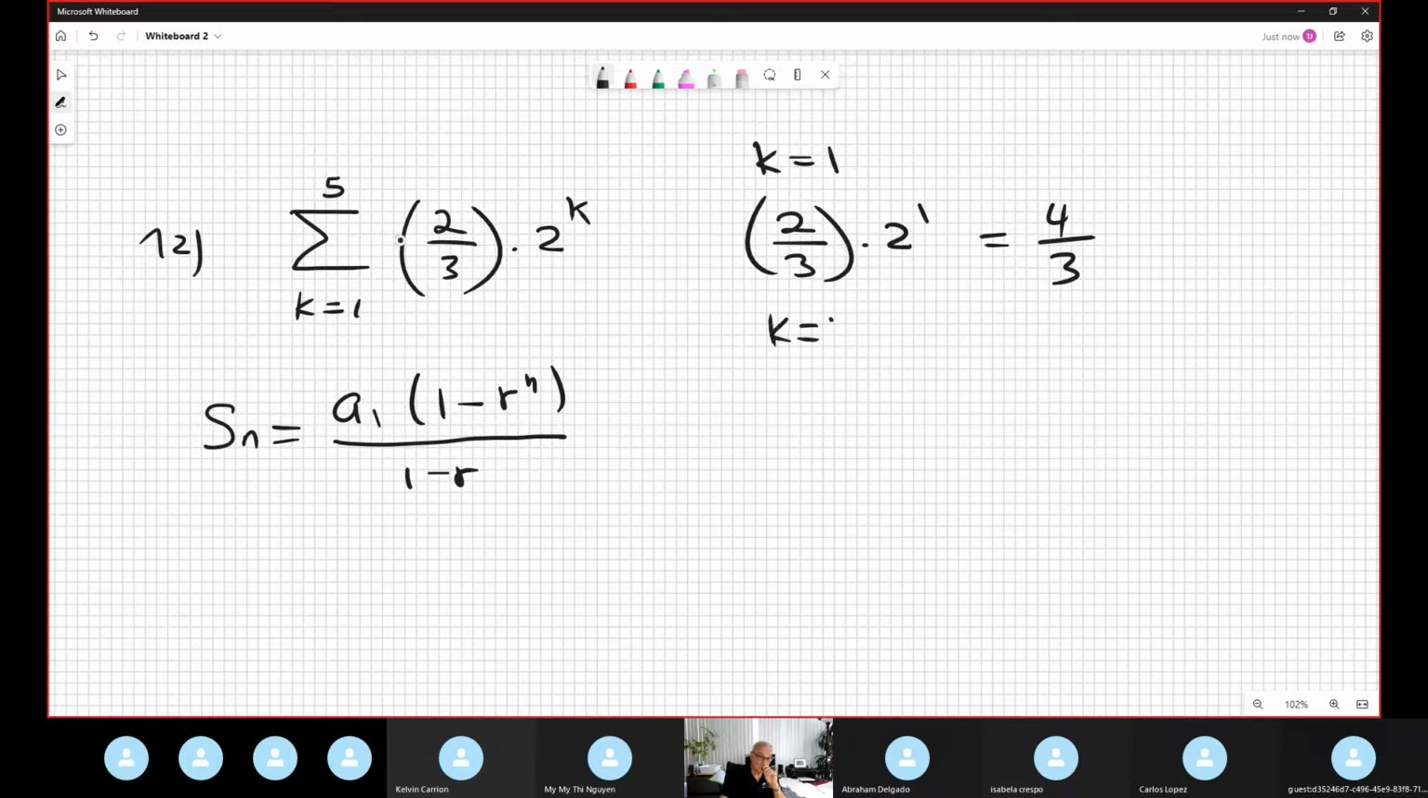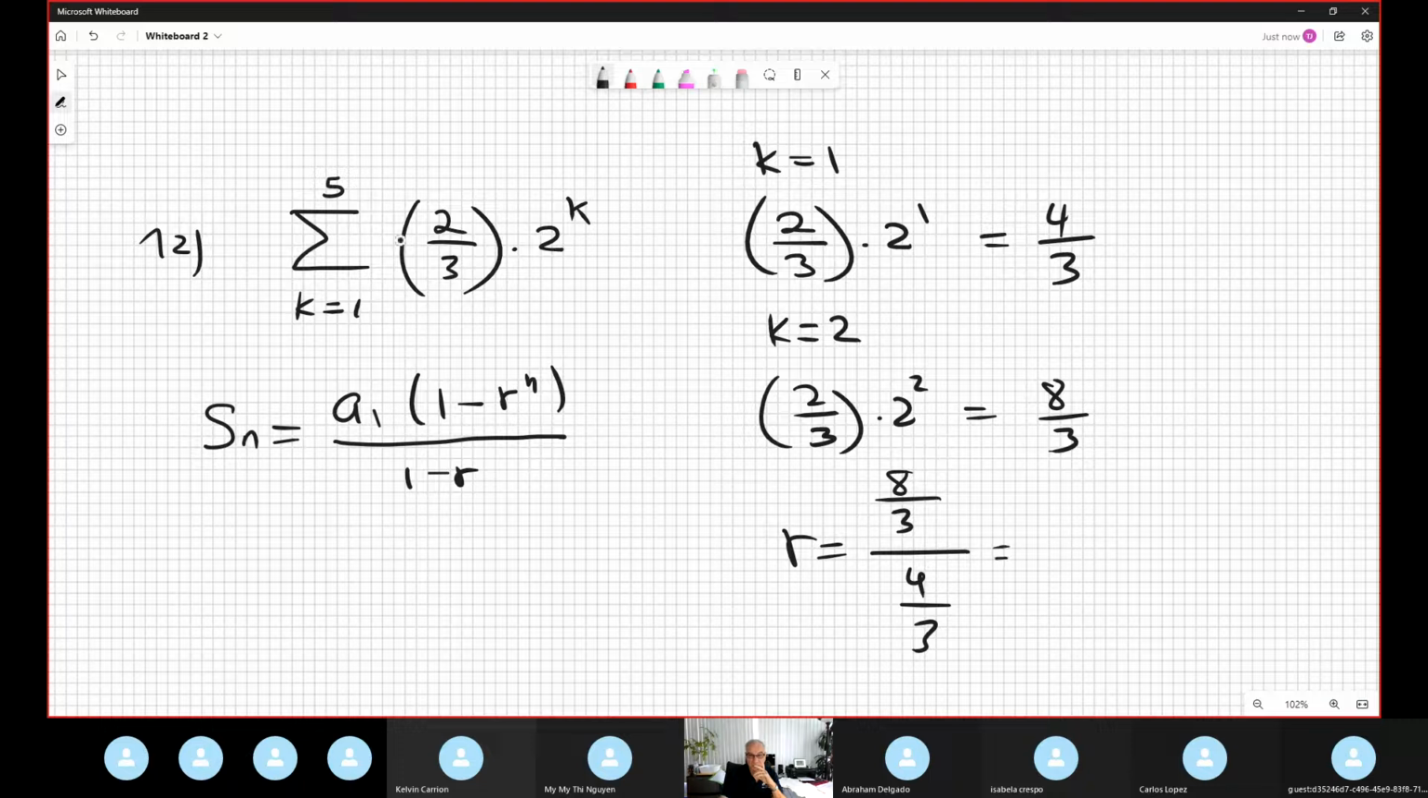Okay, super. Now I am going to find the r value. I know it's geometric because it's exponential, but let's do one more iteration. So it's 2/3 times 2 to the second power, right? 2 to the second power is 4, times 2 is 8. So the answer is 8/3. In order to find the common ratio, you divide this by this: 8/3 divided by 4/3. It is obvious that it is 2. 8/3 times flip it, 3/4. Cancel out the 3. 8 divided by 4 is 2. So the common ratio is 2.